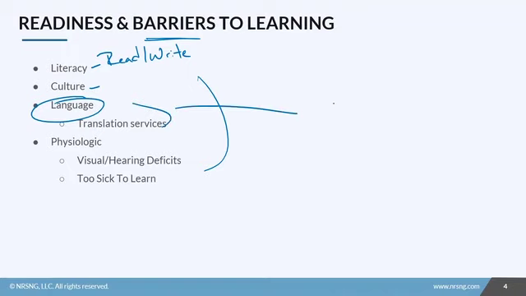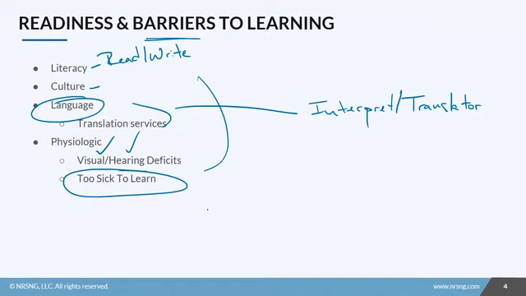One thing that's really important is that if you have a patient that speaks a different language than you, you're going to want an interpreter or a translator, because you want to make sure that what you're telling them is appropriate and correct. Sometimes our patients will have visual or hearing deficits, and so we need to make accommodations for those. And then sometimes our patients are just too sick to learn. Sometimes we know that they're not going to be able to pay attention and learn what we're going to teach them. So we need to look for opportunities to come back and reinforce the teaching, or just to educate them for the first time.